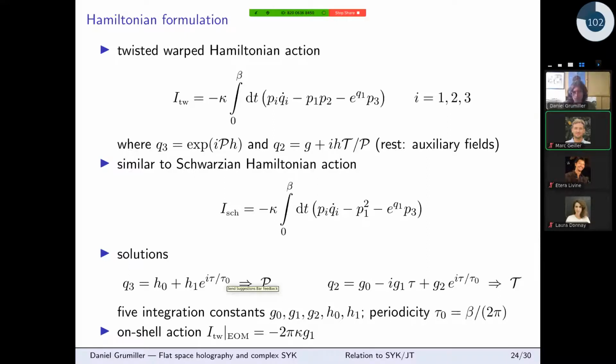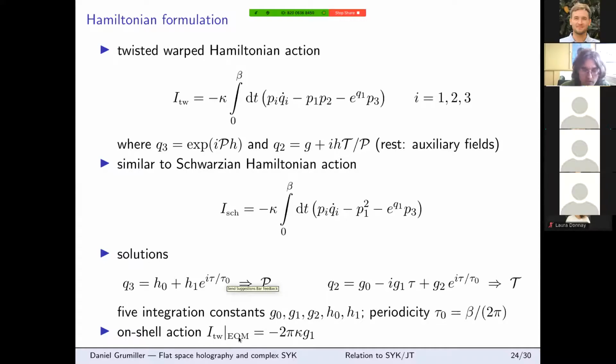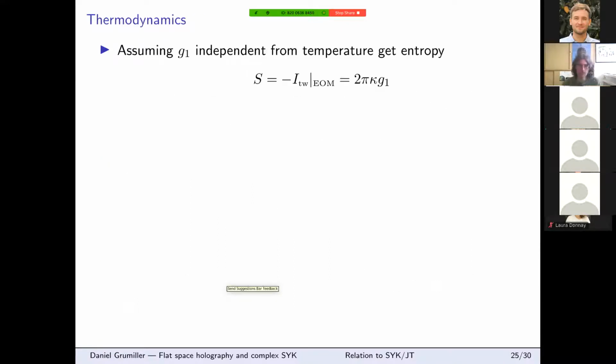Okay, and when we now evaluate the on-shell action, so we take the twisted warp action, we evaluate it on-shell, then we find that this is just given in terms of one of these constants, namely the constant G1. So that's the constant that appears in this non-periodic term. Okay, why is the value of the on-shell action of relevance? Well, it's of importance for a very interesting thermodynamical observable, namely entropy.